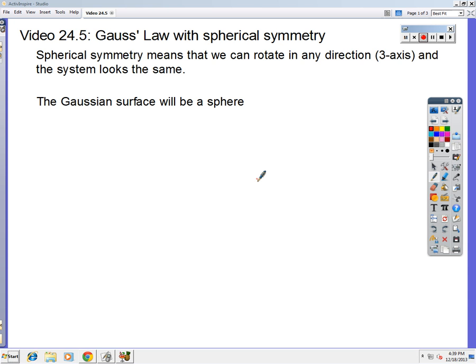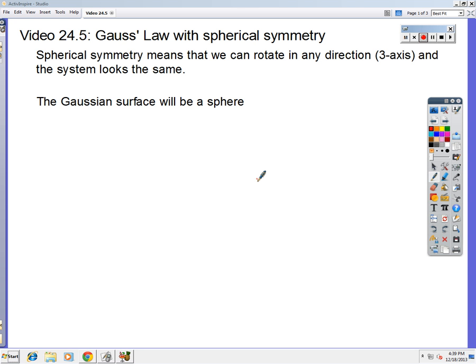This is the last video for chapter 24. We're going to be looking at Gauss's law in situations where there's spherical symmetry. Now remember, Gauss's law says that the total flux through a surface is proportional to the charge enclosed inside that surface. And what we mean by spherical symmetry is that we can rotate the system in any direction around any of the three axes, and the system looks the same.